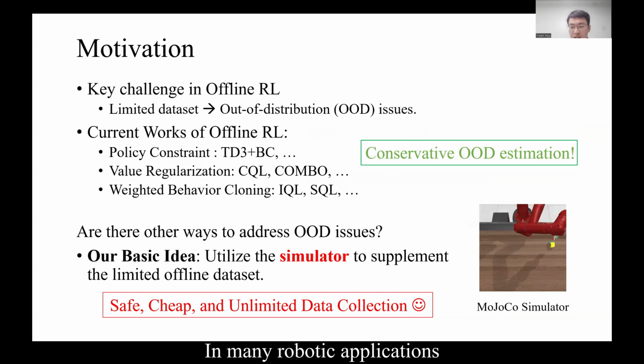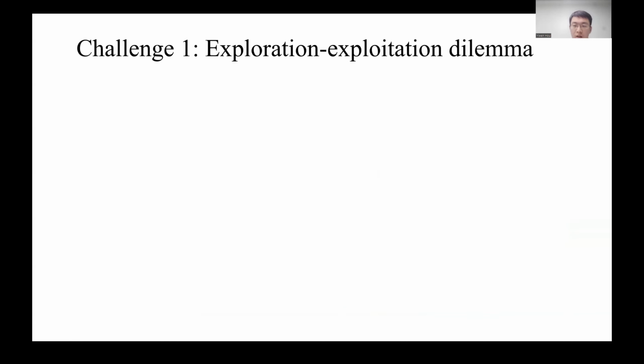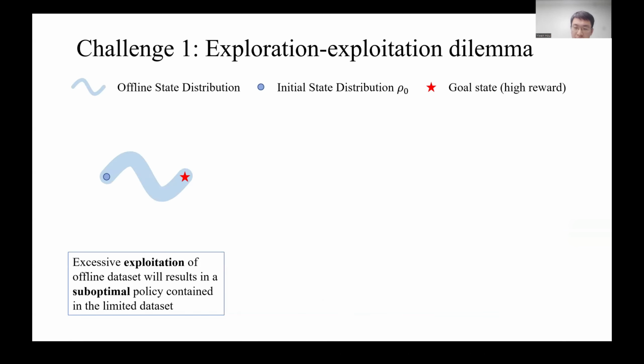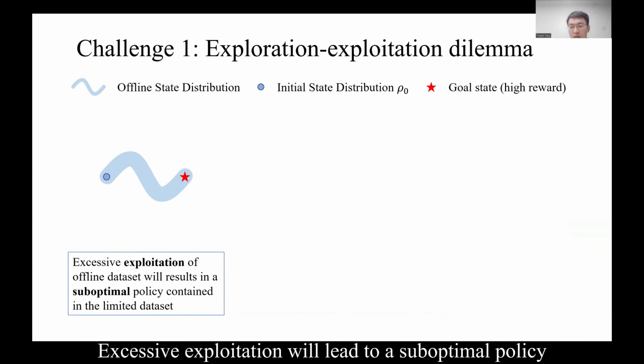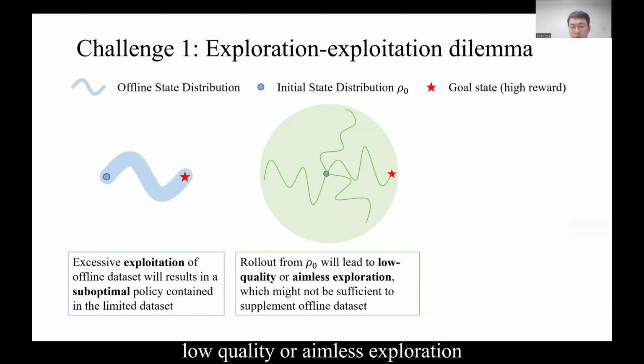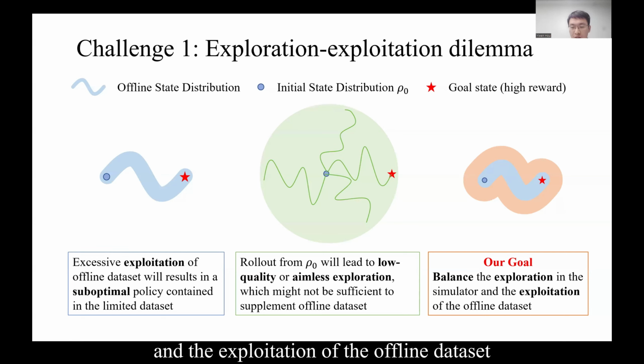In many robotic applications, an inaccurate simulator is often available, so we can utilize the simulator to supplement the limited offline dataset. However, there are two main challenges. Firstly, the exploration-exploitation dilemma when collecting data in the simulator. Excessive exploitation will lead to a suboptimal policy, while rollout from the initial state distribution will lead to low quality or aimless exploration. So our goal is to balance the exploration in the simulator and the exploitation of the offline dataset.